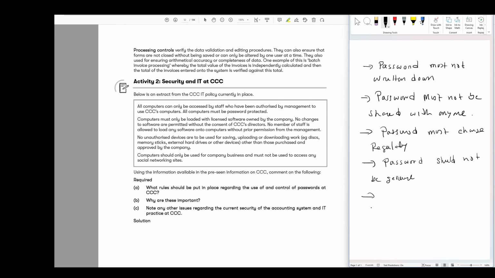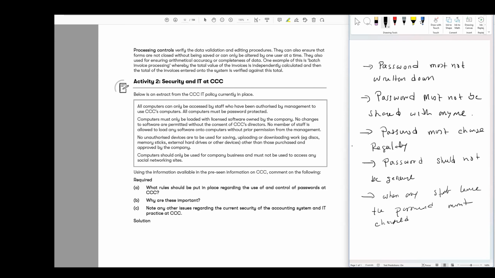Then we have the next one. When a staff member leaves, the password should change. For example, if someone working in the finance team leaves, then we should not keep the password the same, so they cannot access the system from somewhere or take any sort of advantage. So when any staff member leaves, the password must change.